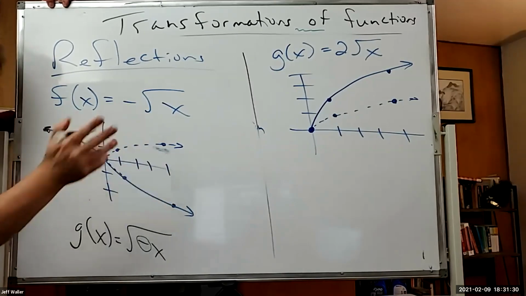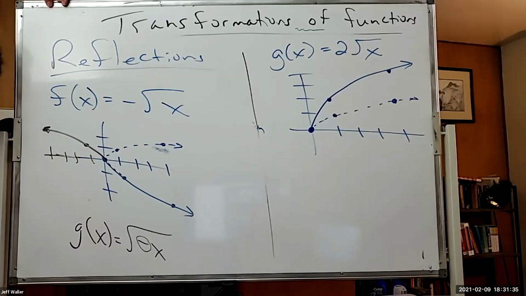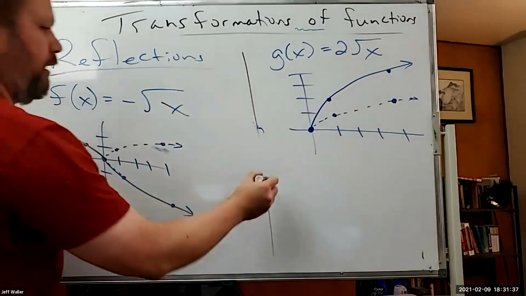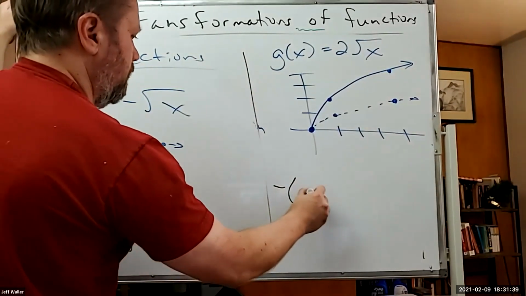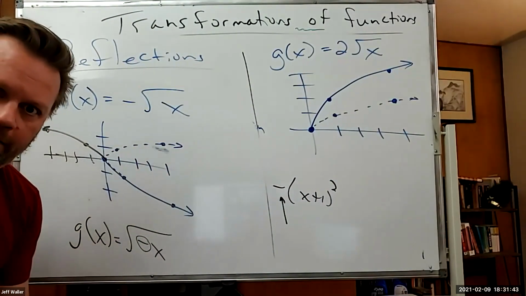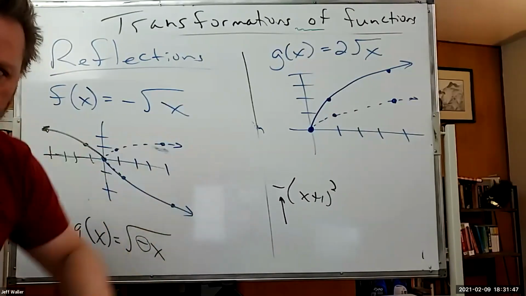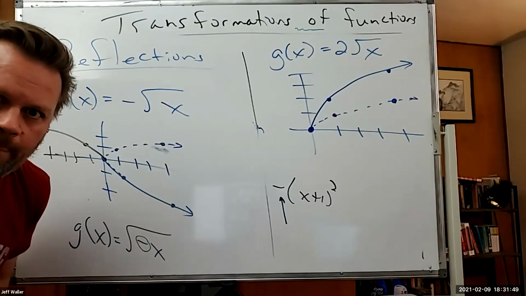Only for square roots? No, for any function at all. And you guys already know that about parabolas. If I had a parabola and I had negative outside, you know that's a down parabola, right? You guys should probably know that. That's why it's a reflection. It reflects the normal parabola around. Okay.